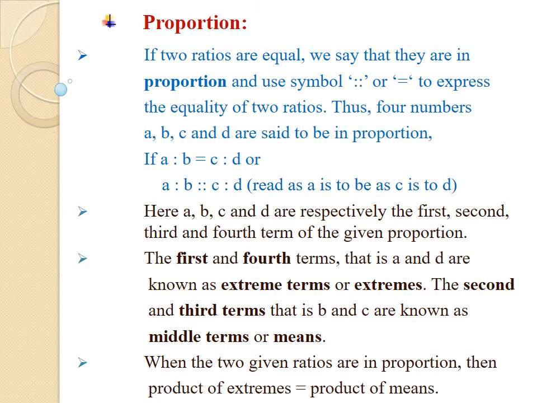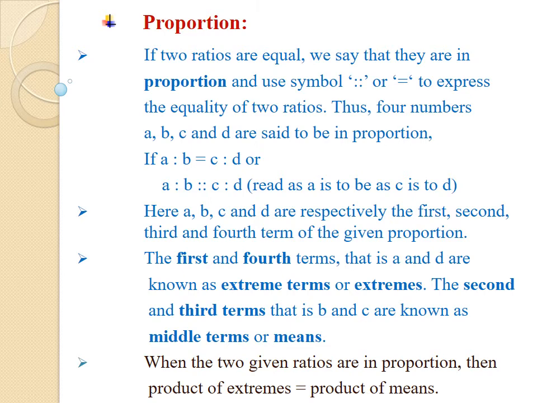Here A, B, C and D are respectively the first, second, third and fourth term of the given proportion. The first and fourth terms, that is A and D, are known as extreme terms or extremes. The second and third terms, that is B and C, are known as middle terms or means.